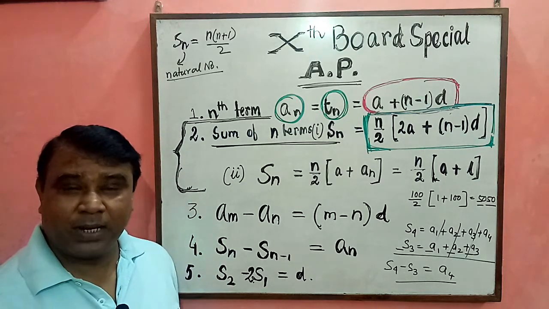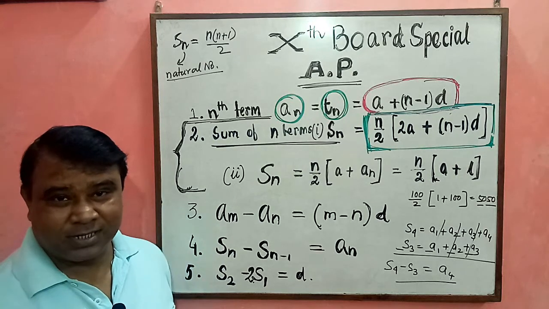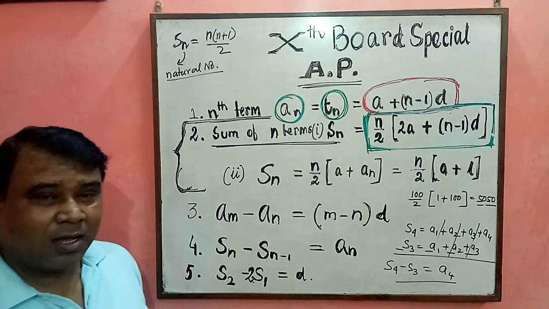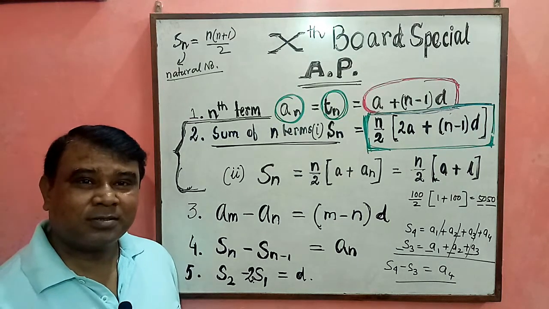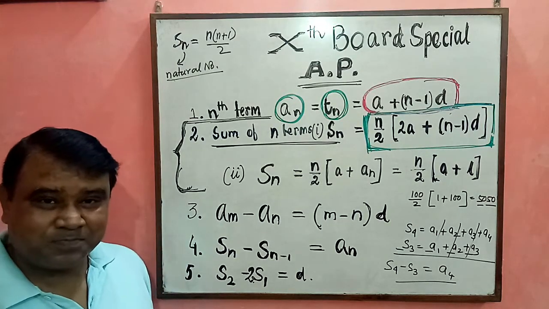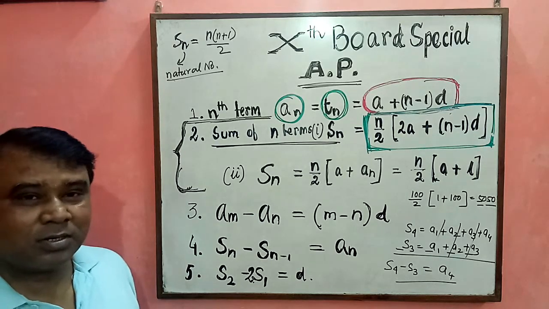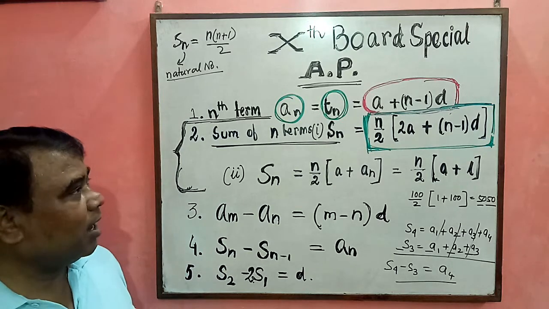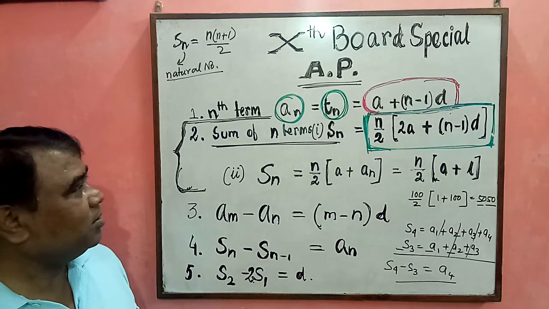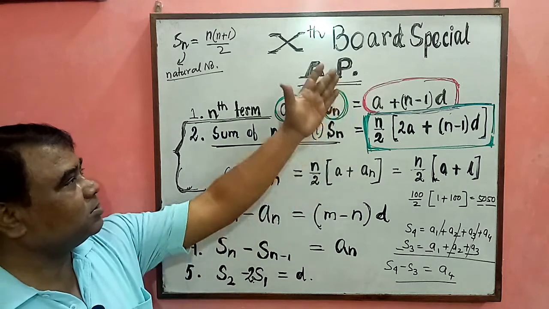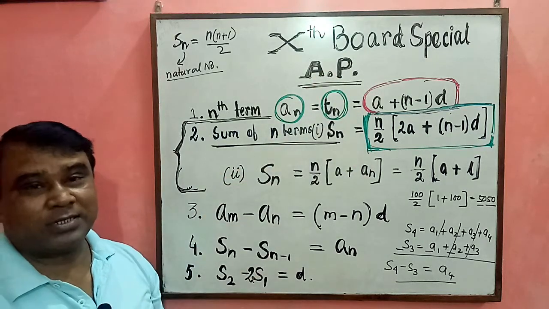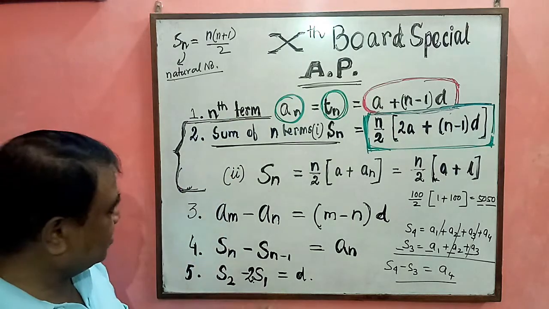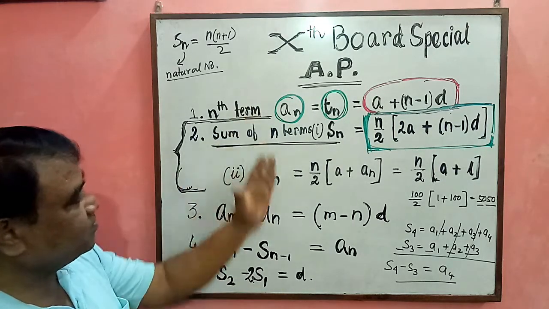Today is the beginning of my special session for the board examination. I will start with the AP, arithmetic progression, that I have already discussed, and I already told you all about these identities which are very essential. Today, please do write these 5 identities of an AP.